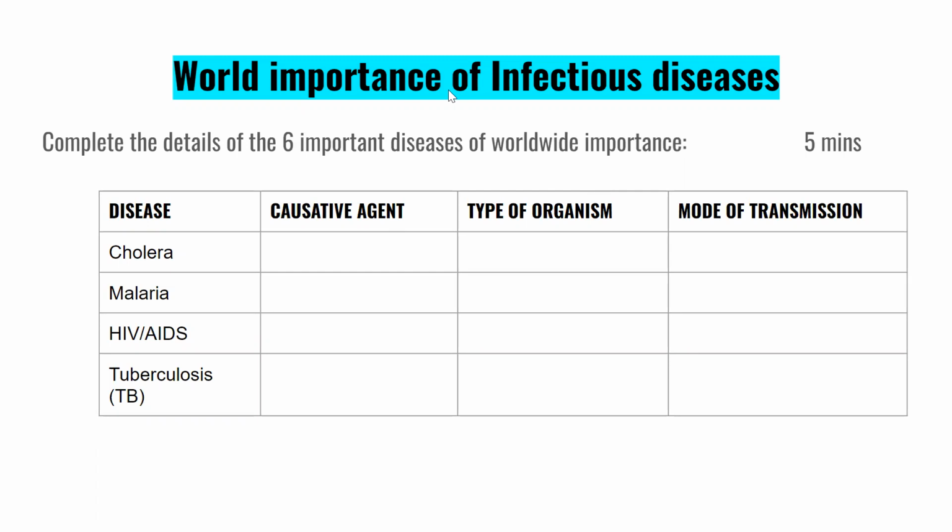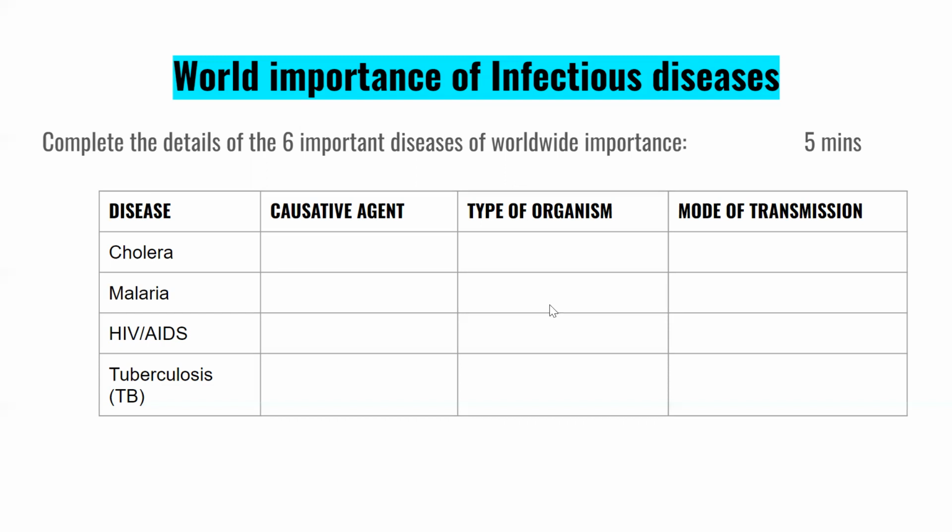Do you all know what to write for causative agent? The first column? The pathogens. Yes, the pathogen. Basically, causative agent is the other name for pathogen. The main organism which is causing the disease is the causative agent. And I have a question in the chat.